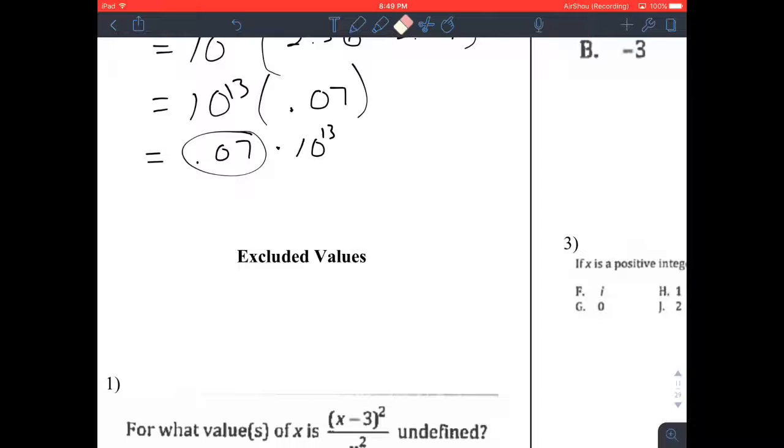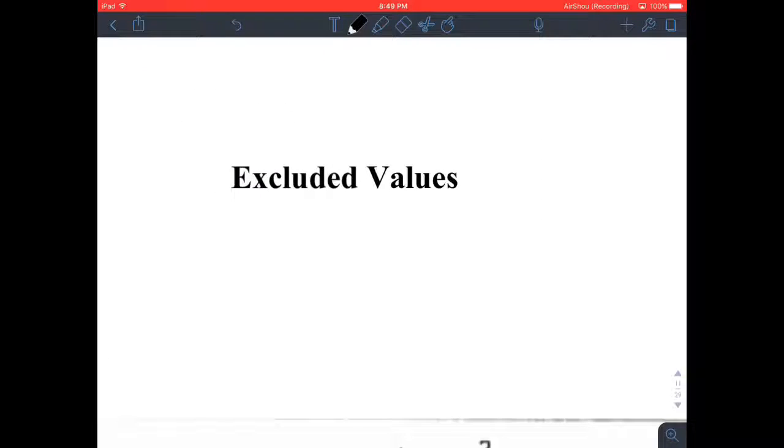Excluded values. These are numbers that you cannot use into the problem because it makes the problem undefined. So mainly for us it's going to happen in two different locations. You don't want your denominator to equal 0.